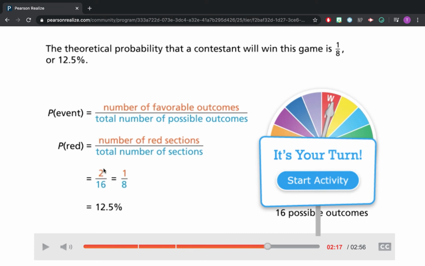So there were 2 red sections. What goes in the denominator is the total possible outcomes. And because there were 16 different sections, that goes in the denominator. And at that point, they just simplified the fraction here by dividing the numerator and denominator by 2 to get 1/8. And 1/8 as a percent is 12.5%. You can always pose a probability as a fraction or percent, or we can move this decimal point over and pose this as a decimal of 125 thousandths.